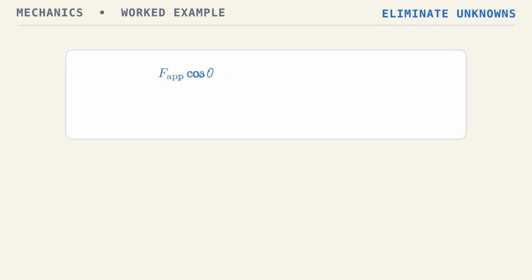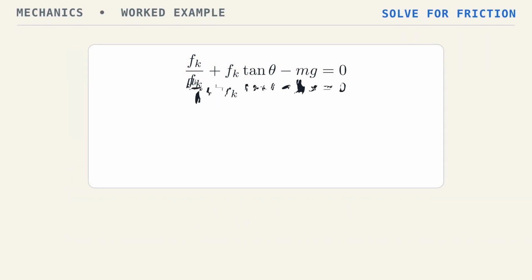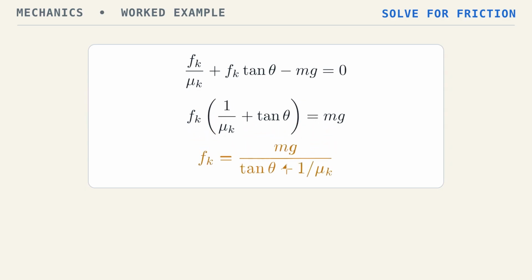Since the problem asks for the work of friction, keep friction as the remaining unknown. From the horizontal equation, the applied force equals friction divided by cosine theta. From the friction relation, the normal force equals friction divided by mu k. Substitute both expressions into the vertical force equation. This leaves one equation containing only the friction force. The sine over cosine ratio becomes tangent theta.